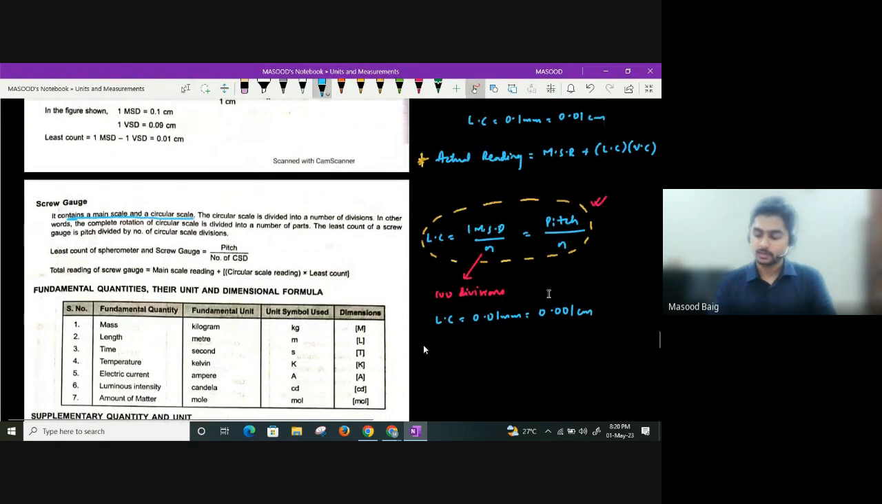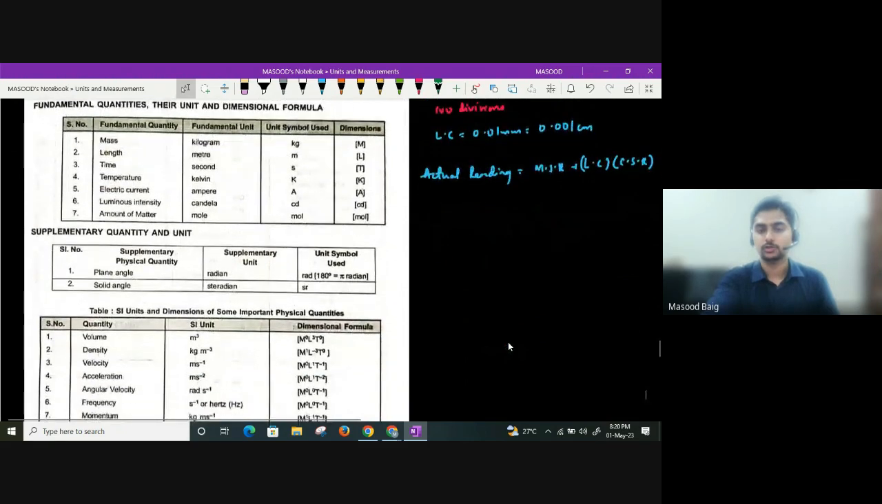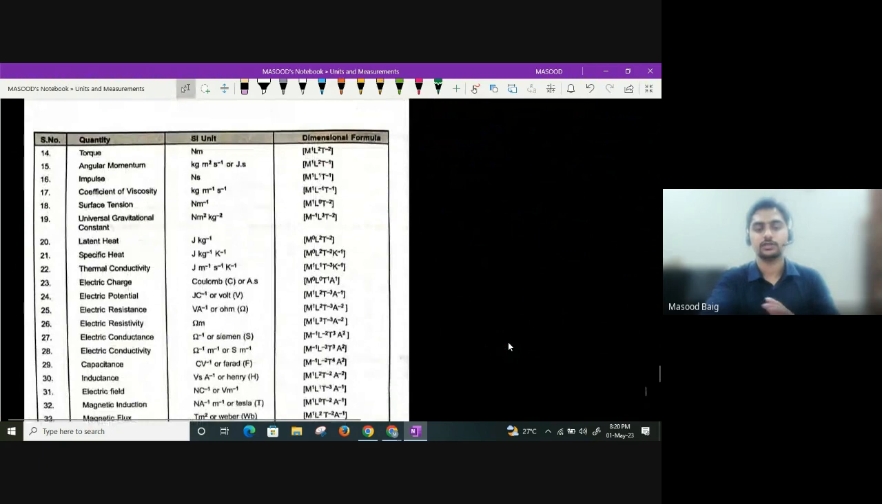In the same manner, in case of your screw gauge, the actual reading will be given as main scale reading plus least count into circular scale reading, or you can say circular scale division also, guys. This is how you get the reading in case of your screw gauge. So these things you should know. You'll also have one term called zero error, guys. However, related to zero error, we will see with the questions.